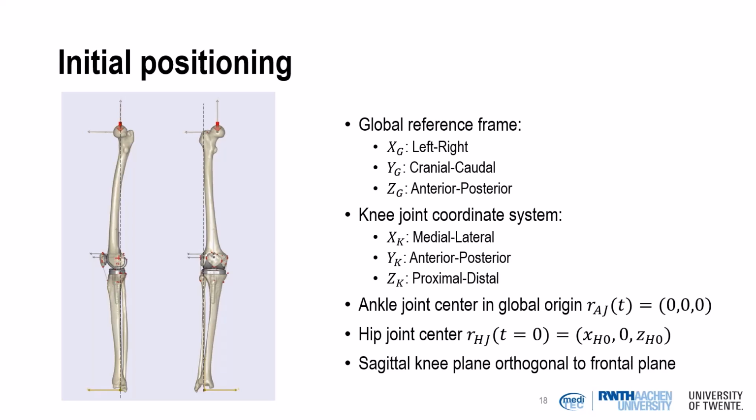So the anterior posterior was set to 0, which you can see in the left image. So the hip joint center is right above the ankle joint center, and we use a constant in mediolateral direction. So that's indicated here by the X component at time point 0. And then it has an initial height Z due to the leg length. To fix the orientation around the long axis, we set the unified sagittal knee plane we previously calculated to be orthogonal to the frontal plane of the global reference system, so to the XY plane.